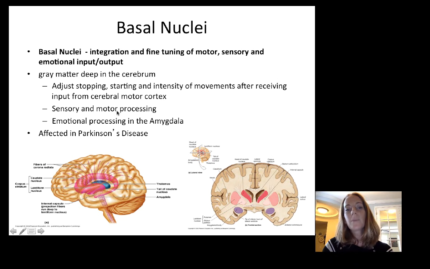There's a lot of sensory and motor processing in addition in the basal nuclei, and some new research is looking at a region of the basal nuclei called the amygdala for emotional processing, particularly in the fear response, some autism research, some PTSD, post-traumatic stress disorder research. They're all looking at the amygdala now for emotional processing.